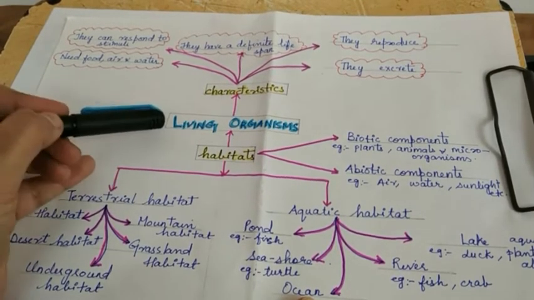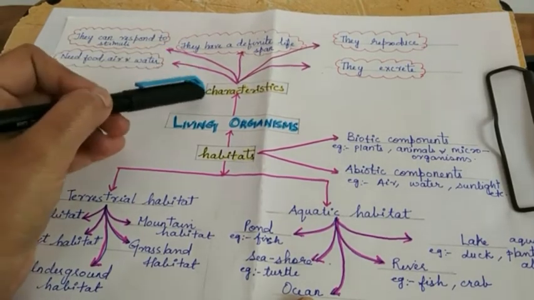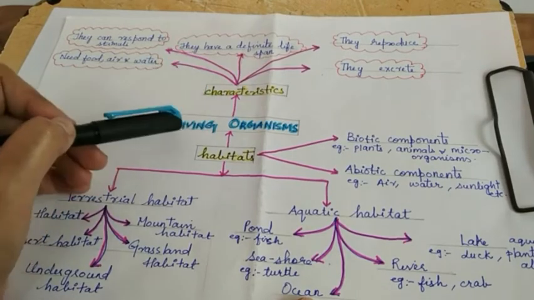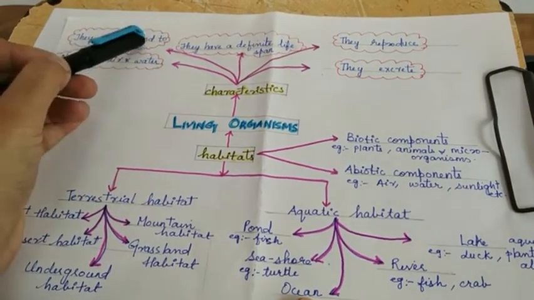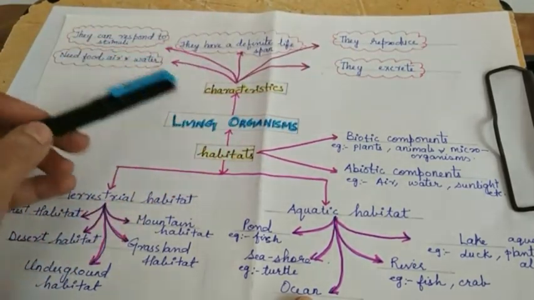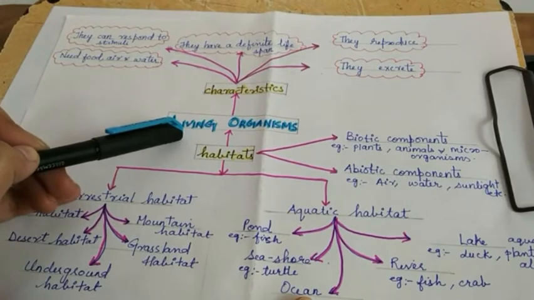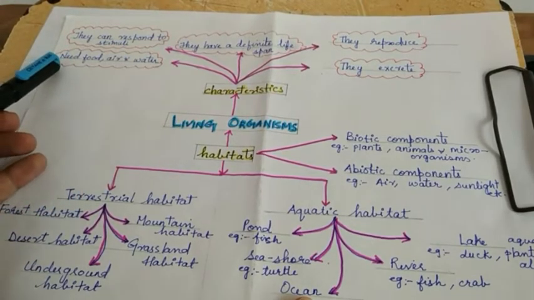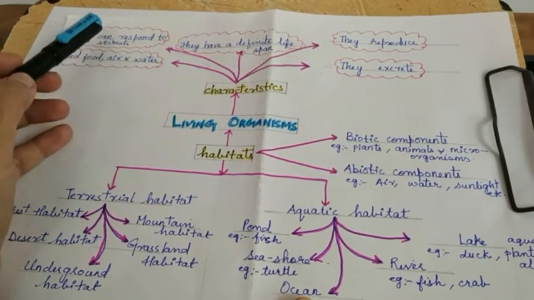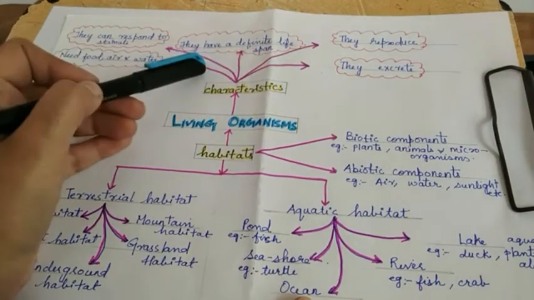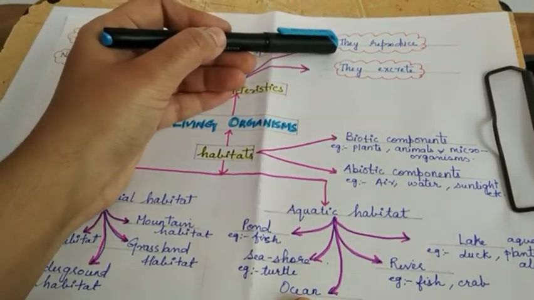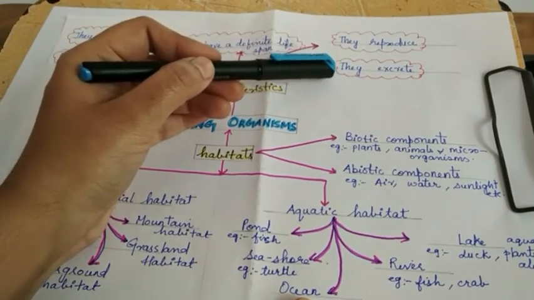As you already know, what are the different characteristics of a living organism? Five important characteristics are mentioned. You can see five red clouds here. These are the five different characteristics of any living organism. The first characteristic is they need food, air and water. Second is they respond to stimuli. Third is they have a definite lifespan. Fourth is they reproduce. Fifth and the last characteristic is they excrete.